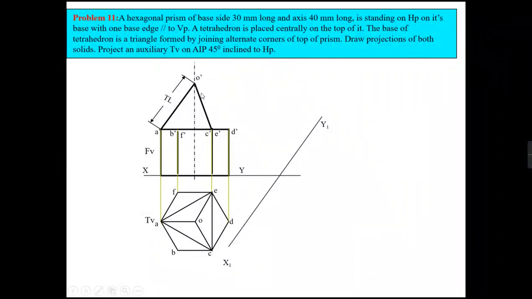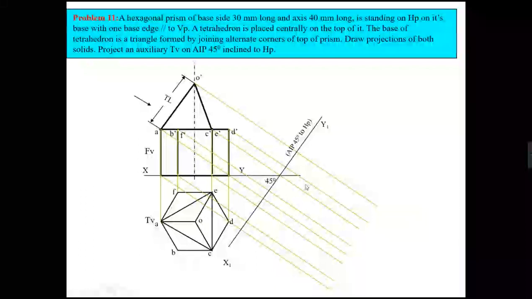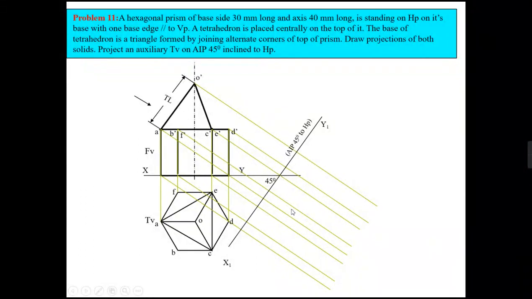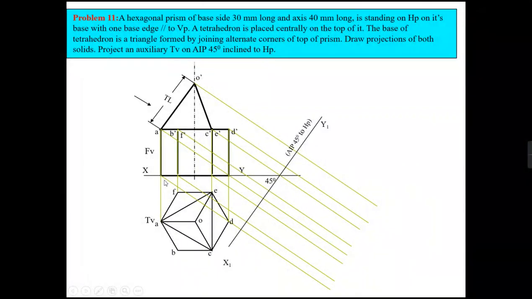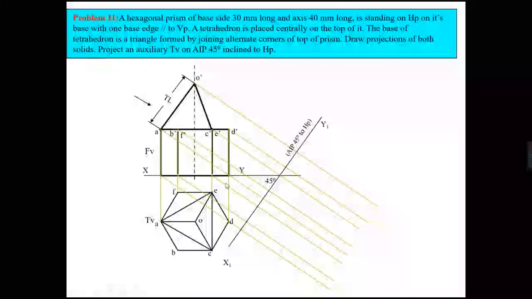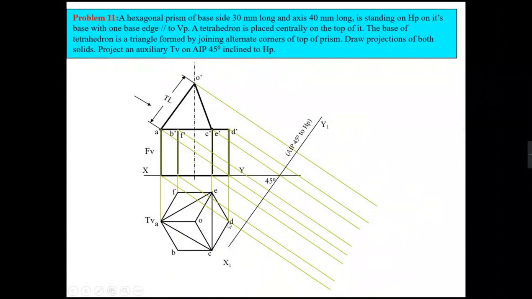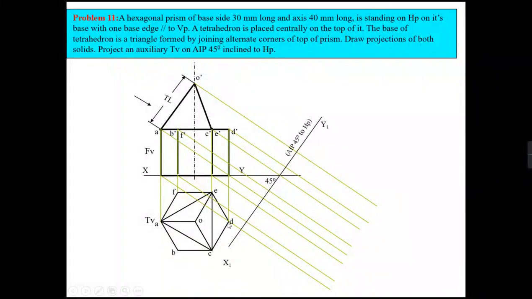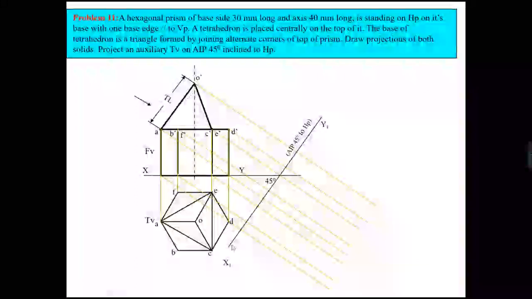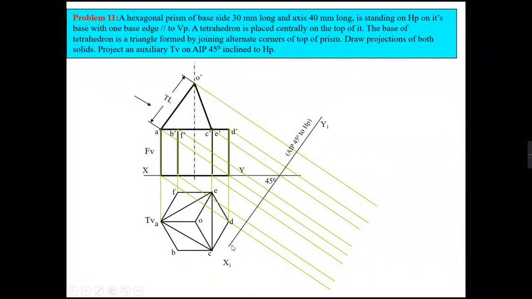Then I will draw vertical lines to this XY line from the top view of the hexagonal prism. After marking all these points, I will measure the distance of the points from the XY line in the top view, as we have seen in the projection of planes. When we are getting the true shape of the planes, we do this process. The same process I am repeating here.